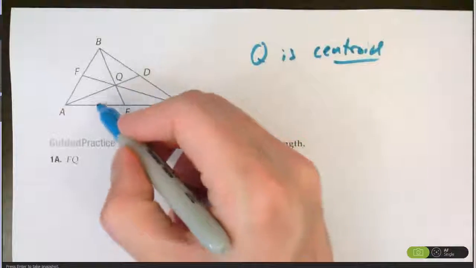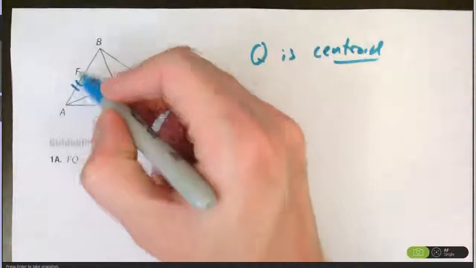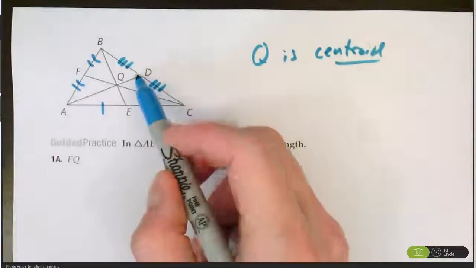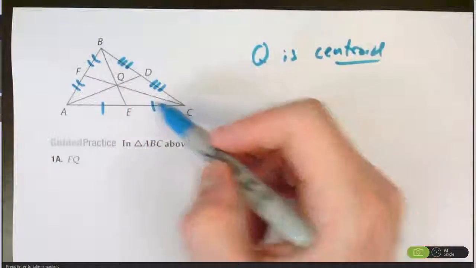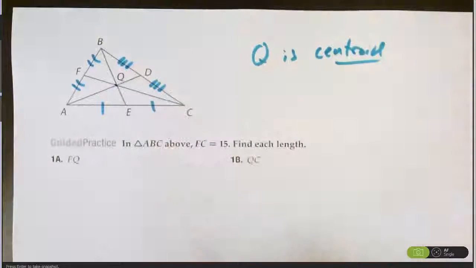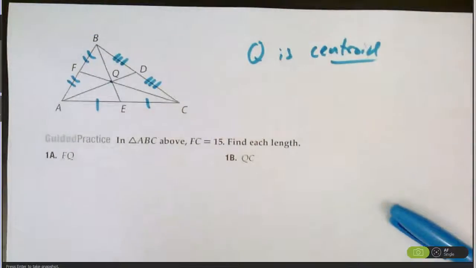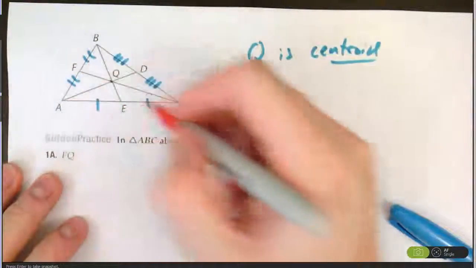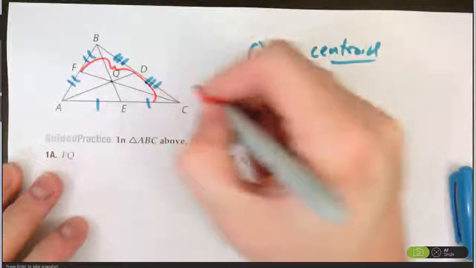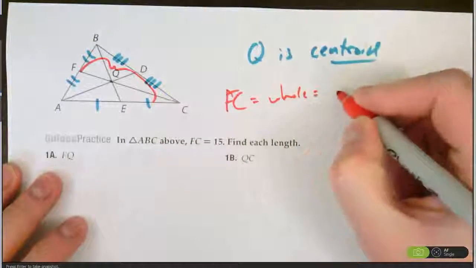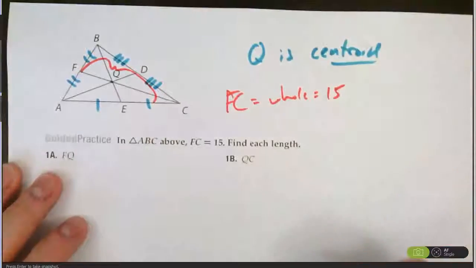Which means this stuff here is congruent. This has been bisected. This has been bisected. So AD is a median, BE is a median, CF is a median. They all meet at point Q. So let's see what they tell us. They say that FC, well, that's the whole length, is equal to 15.